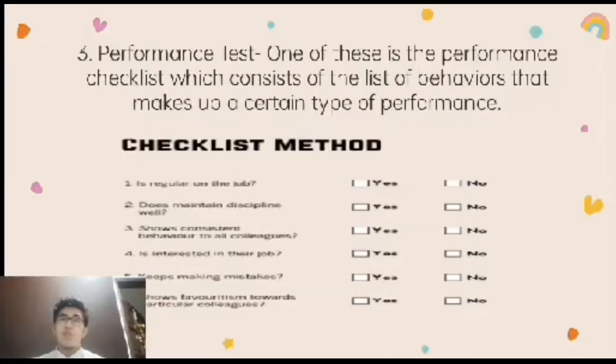The next is the performance test. One of these is the performance checklist, which consists of the list of behaviors that make up a certain type of performance. It is like a journal that consists of the behavior of students, whether they perform enough or they need to improve. For example, in a classroom situation, teacher Sophia gave a checklist to the students asking if they feel sick or not, so that they could identify who amongst them has the virus. So they check the box that corresponds to their feelings.